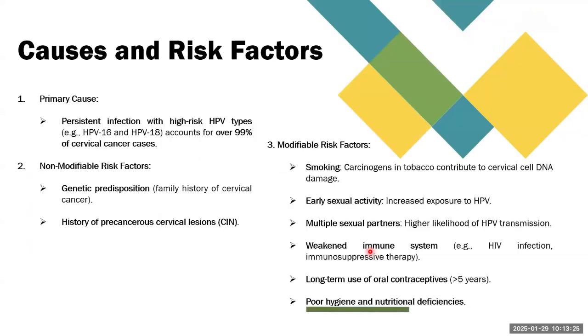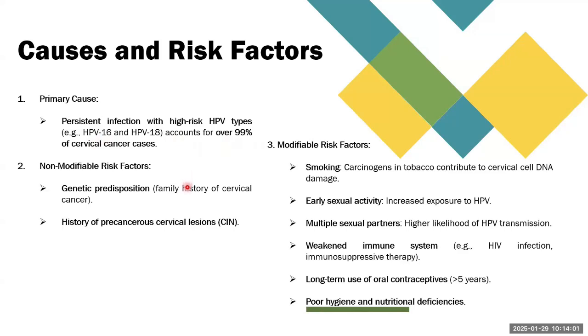Next, we're going to talk about the causes and the risk factors. There are modifiable risk factors and non-modifiable risk factors, and then there is a primary cause. As I already said, the primary cause that sets the base for the cancer is HPV infection. There are other types as well, like HPV 6 and 11, but the high-risk HPV types are 16 and 18, which account for over 99% of cervical cancer cases.